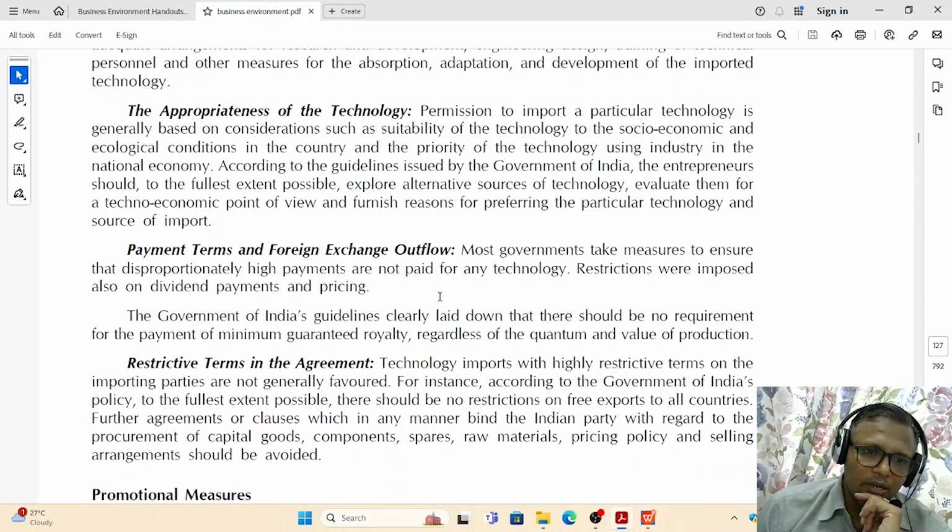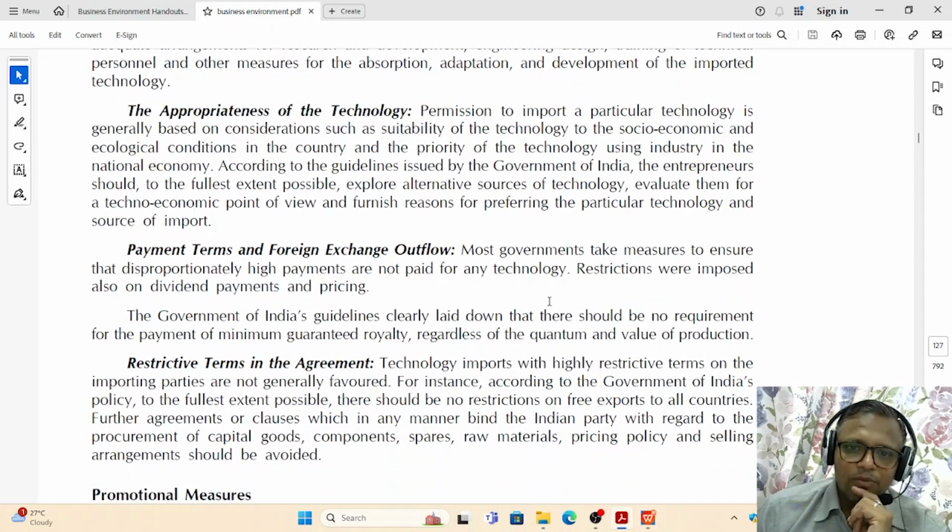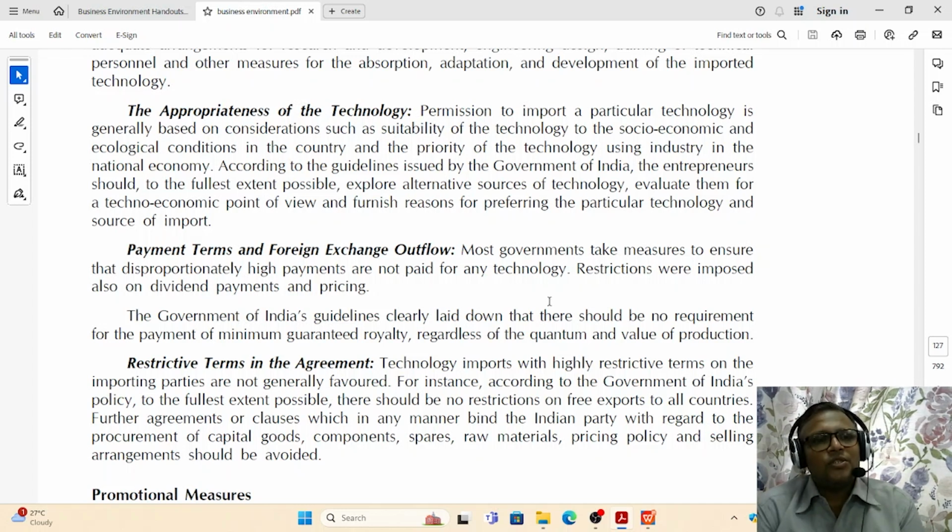Next is the payment terms and the foreign exchange outflow. Most governments take measures to ensure that disproportionately high payments are not paid for any technology. Restrictions were imposed on the dividend payments and the pricing. Thus, the Government of India guidelines clearly laid down that there should be no requirement for the payment of the minimum guaranteed royalty regardless of the quantum and the volume of the production.